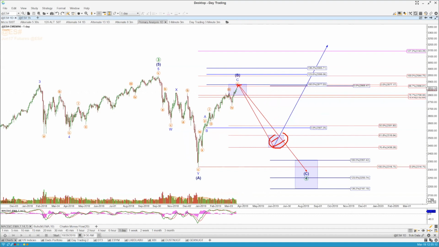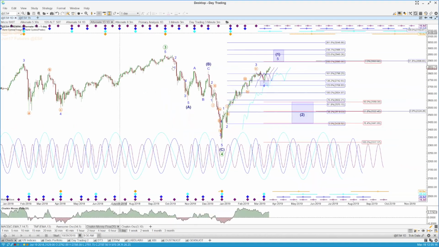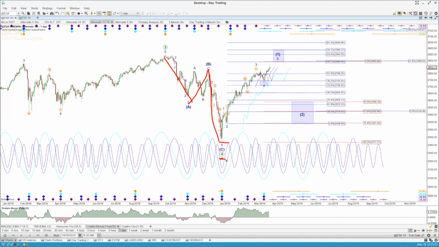That's not really what I'm expecting. Let me just take you through the actual alternative count. Ignore all what looks like confusion on this chart. We'll break it down step by step for you. This is the daily chart with this straightforward A, B, C or WXY pattern into the 4 here, with all of primary 4 being in.